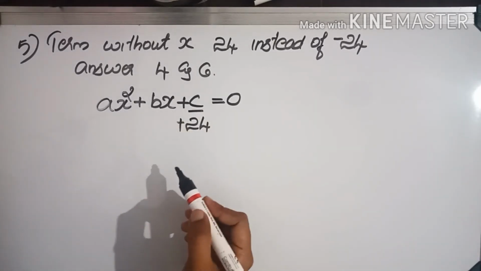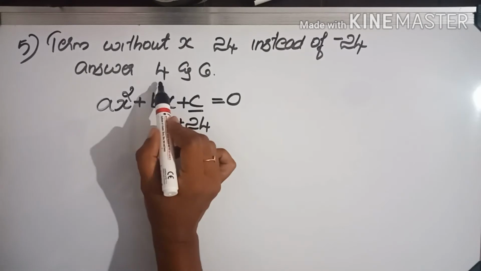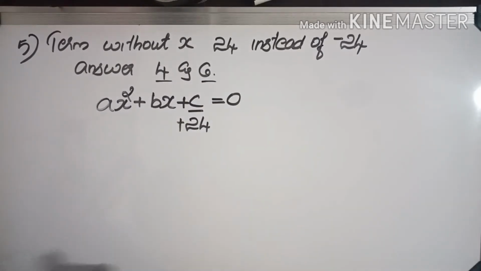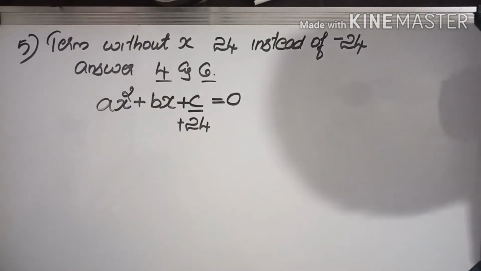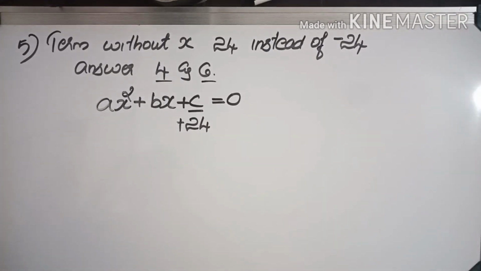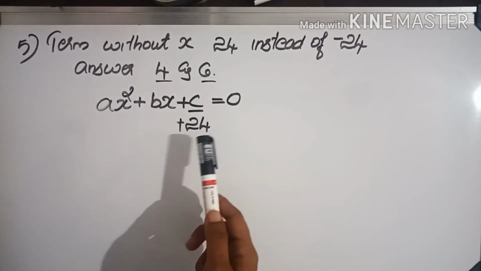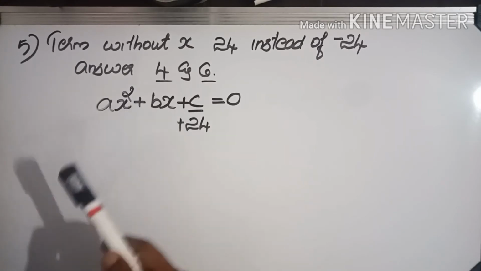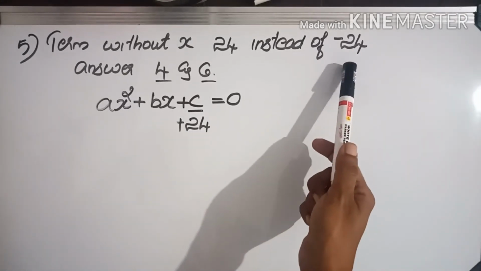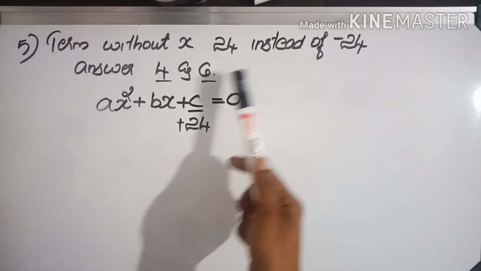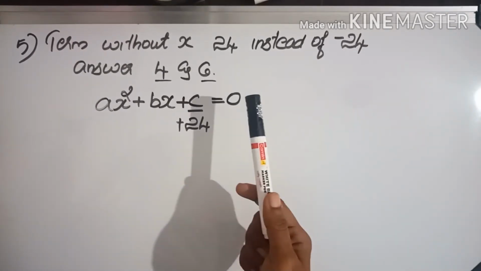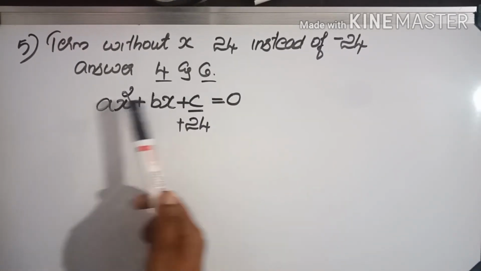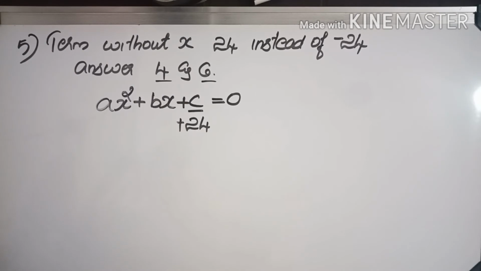And after solving that equation, using that wrong constant term, that is 24, we got the answers as 4 and 6. Now here we have to find what will be the correct answers. The correct number is minus 24. For that equation, what will be the answers? That is what we need to find here.